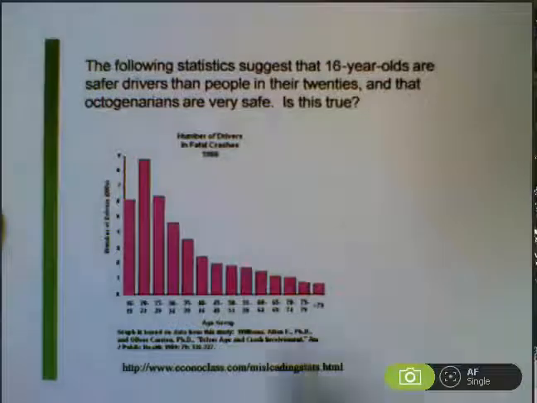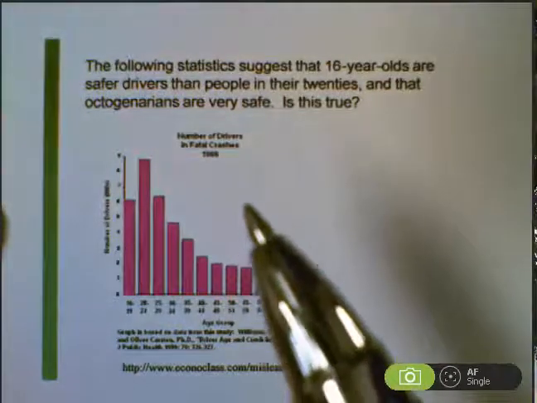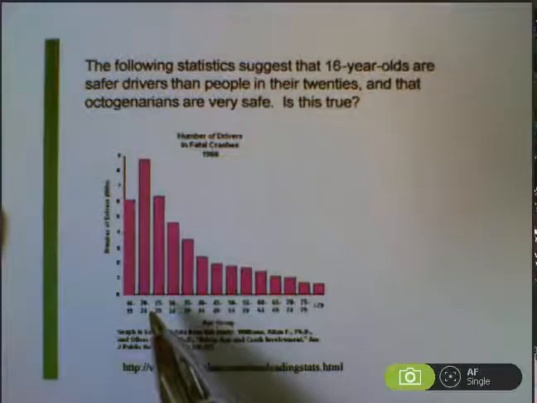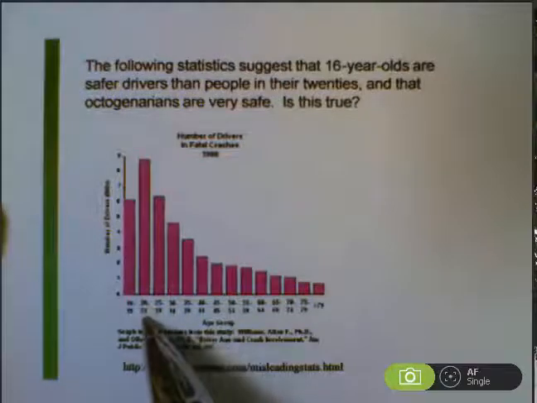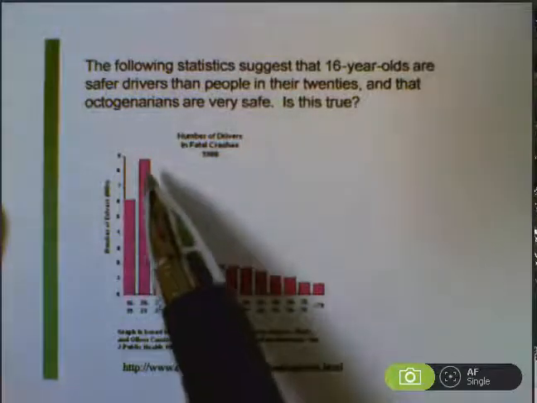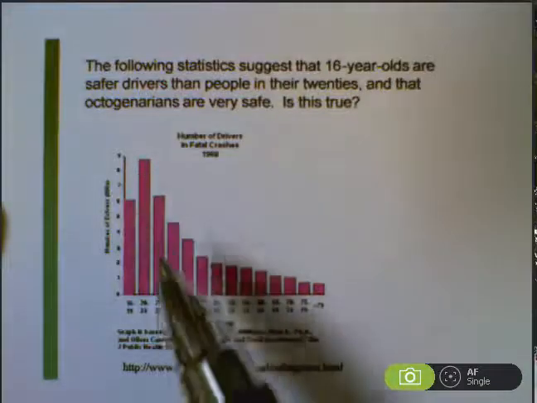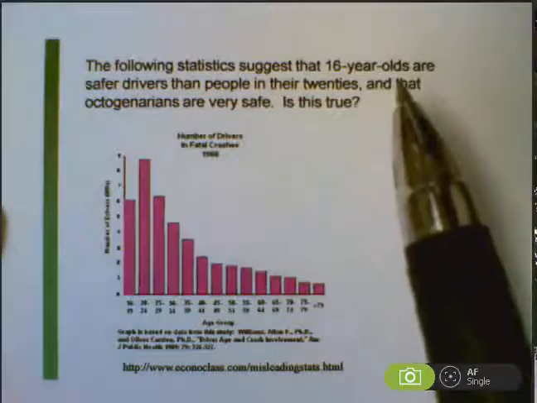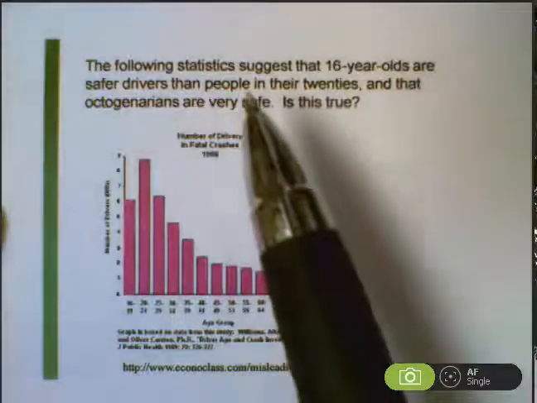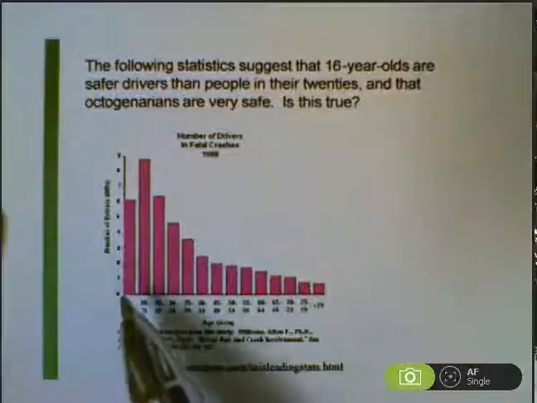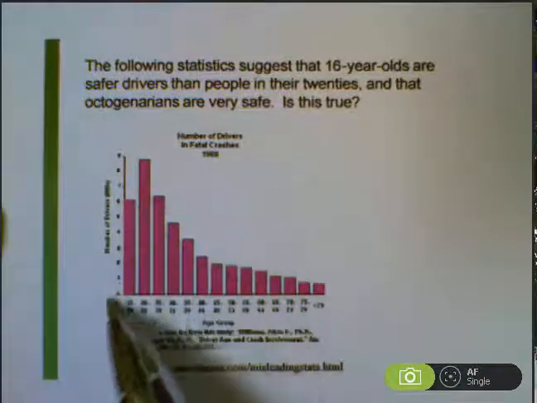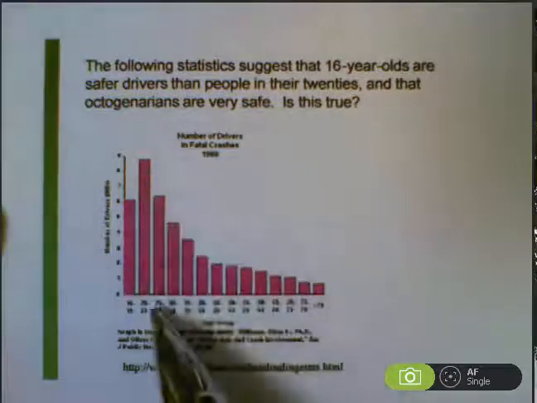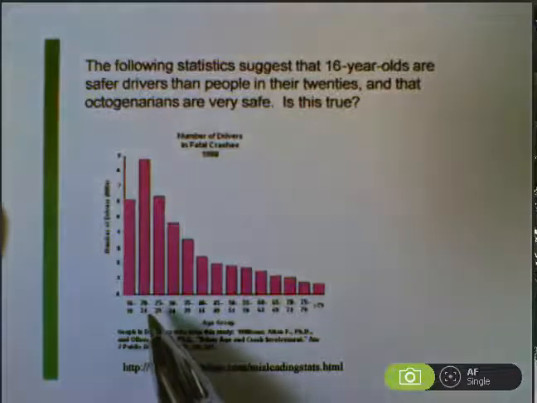For example, this graph shows the number of drivers in fatal crashes in a given year, and it looks like the 20 to 24-year-olds had more crashes than in any other category. And that may or may not be true, but it looks like 16-year-old drivers are safer drivers than people in their 20s. Do you think that's true? Fewer 16 to 19-year-old drivers have crashes than 20 to 24-year-old drivers.